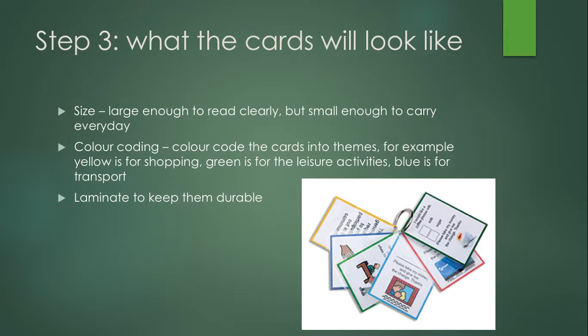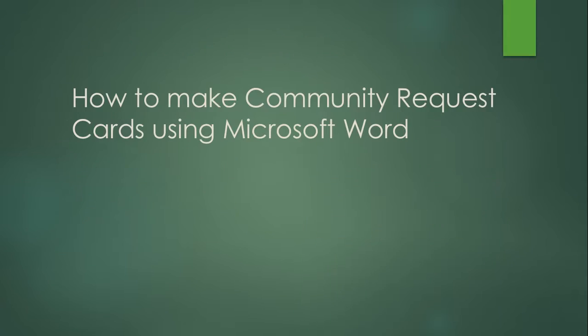Step 3. What will your cards look like? The cards need to be large enough to read clearly, but small enough to carry around with you every day. You should also consider colour coding your cards. For example, you can colour code your cards into themes. Yellow could be for shopping, green for leisure activities, and blue for public transport. And finally, you should also laminate your cards to keep them durable.